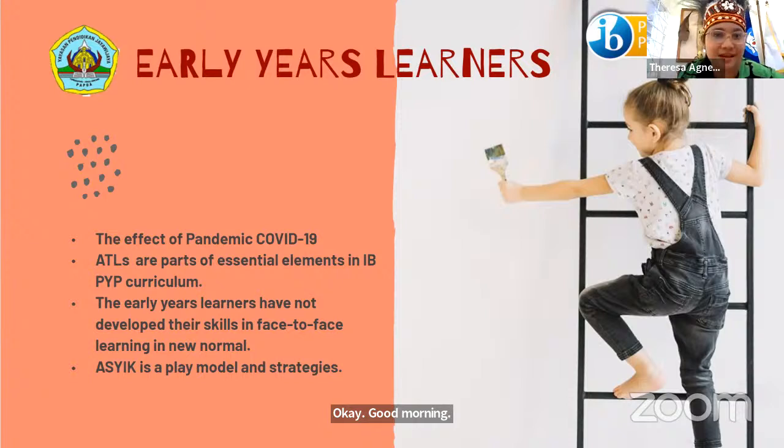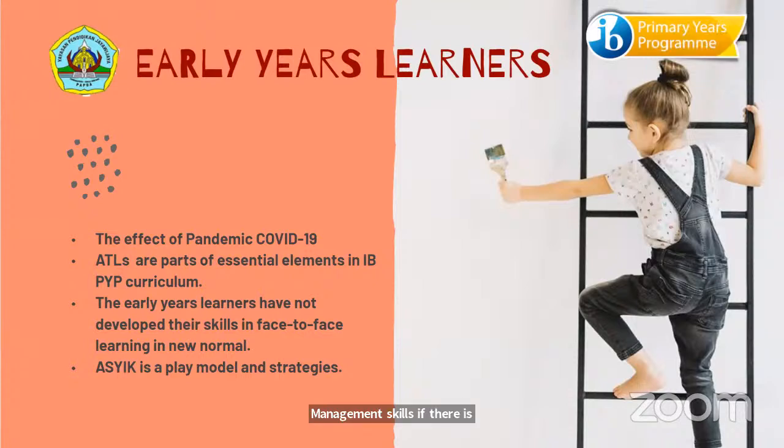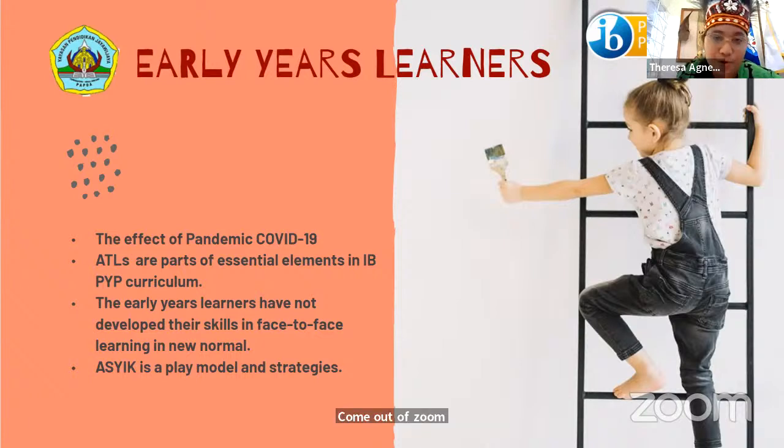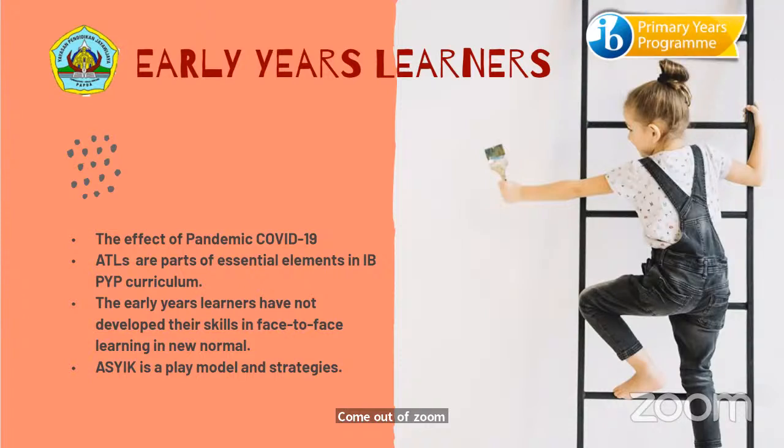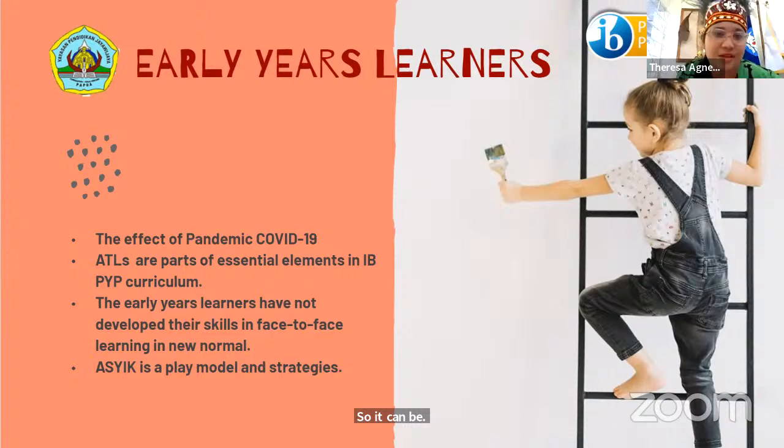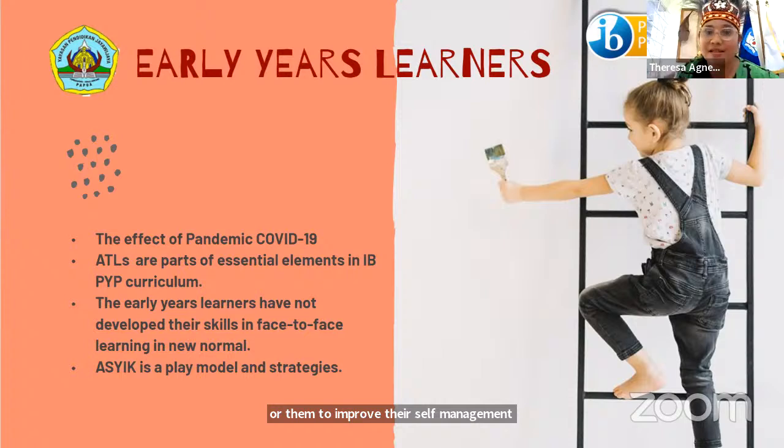For example, they have a limited environment to interact. How can they improve their social skills? And the second, how can they improve their self-management skills if there are just the parents as the first educator who help them, not the environment and the teacher in the school? So there can be limited stimulation for them to improve their self-management skills, thinking skills, communication skills, and research skills that we learn from IB.